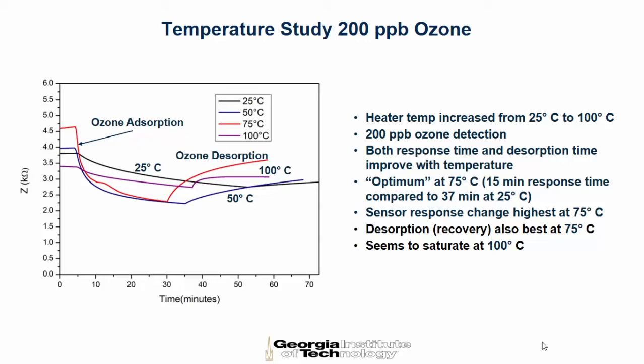by heating. At 50 degrees, you get this blue line, still very slow. At 75 degrees, you get the red line, which is really good. So you get the best sensitivity at 75, and at 100 degrees it seems like the material is not functioning. So that is the breakdown. The best temperature is 75 degrees. So we heat the sensor to 75 to make the response time only 15 minutes, compared to 37 minutes at room temperature.